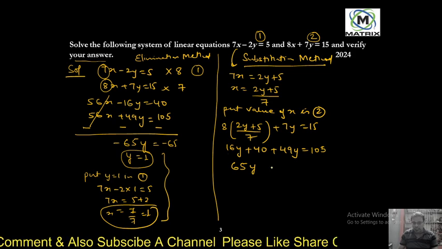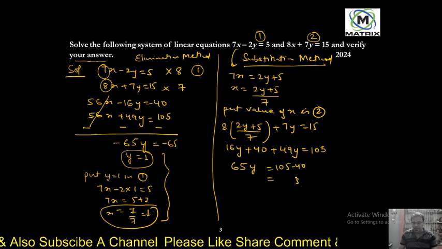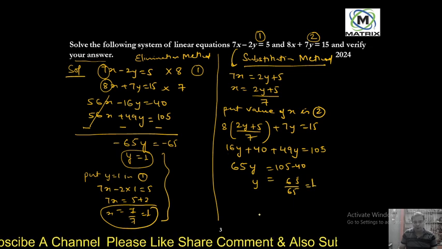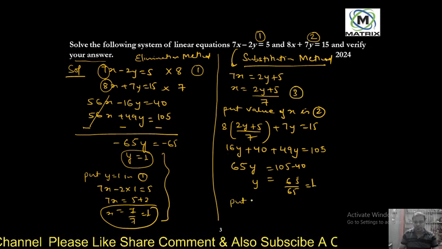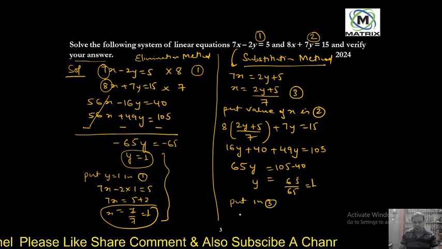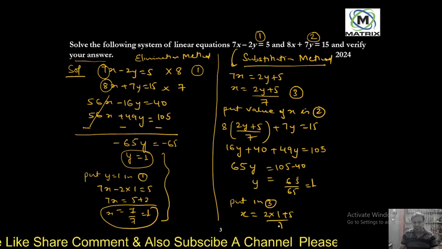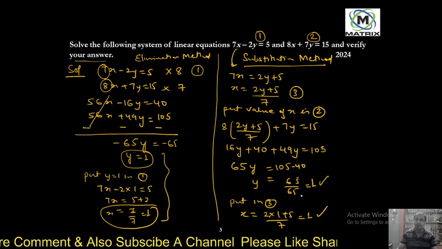Understood now? And that is 105 minus 40, that is 65. So y equals 65 upon 65, we get the value of 1. Okay, put that y value in equation number 3. Put in third. So we said x equals (2 into 1 plus 5) by 7. 7 by 7, that is 1. x be 1 and y be 1, we get the same value.